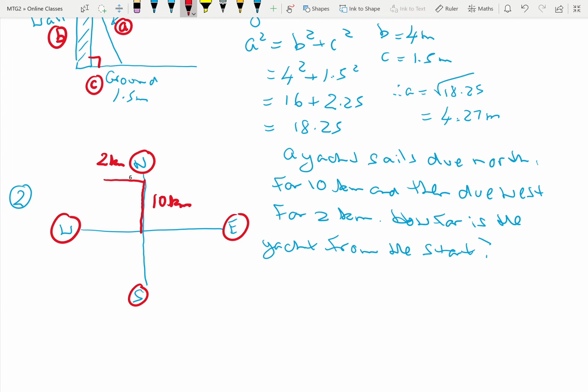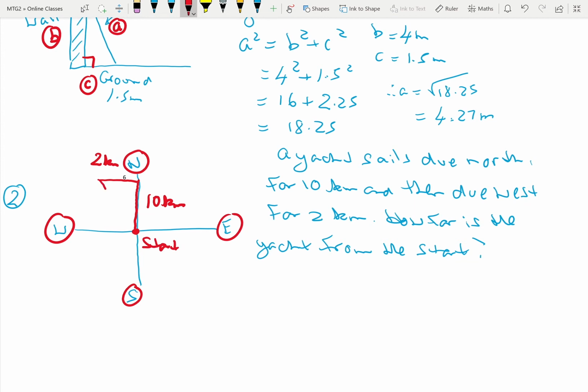Now the question is, how far is it from where they started? So the start is here, and we need to find the distance from where it finished down to our start. So once again, check to see we've got a 90-degree corner. Now where would the 90-degree corner be? 90 degrees is against the north.